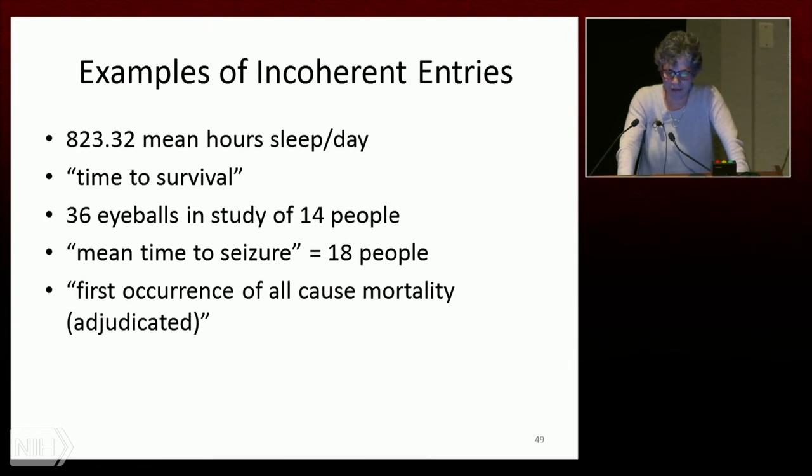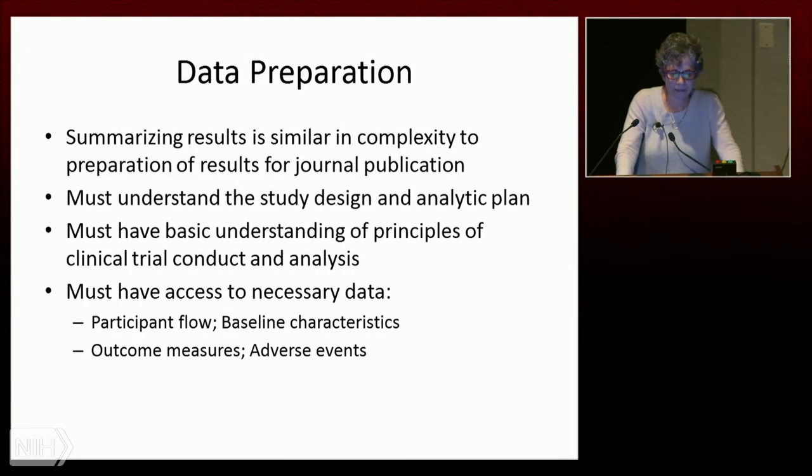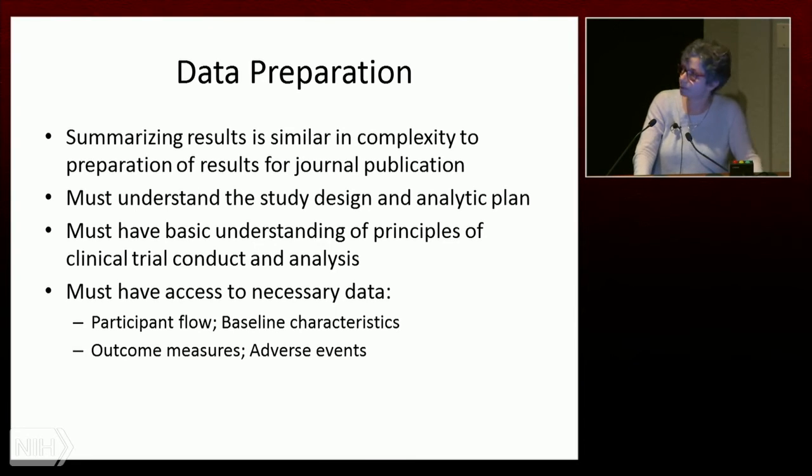We get incoherent entries all the time, which are caught by our quality control process, and here are some examples of them. For example, 36 eyeballs in a study of 14 people, or other measures that don't make any sense, as you can see here. So summarizing results is similar in complexity to preparation of results for a journal publication. This is not an administrative task, it's a scientific task. You must understand the study design and analytic plan. You must have a basic understanding of the principles of clinical trial conduct and analysis, and you must have access to necessary data to fill out these modules.